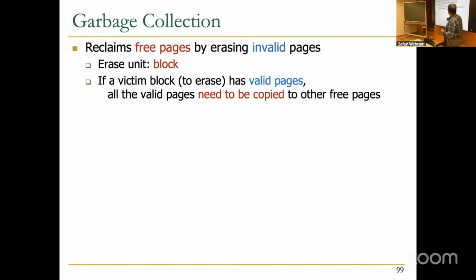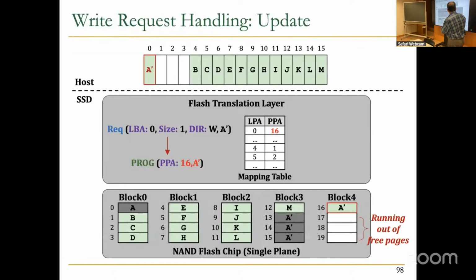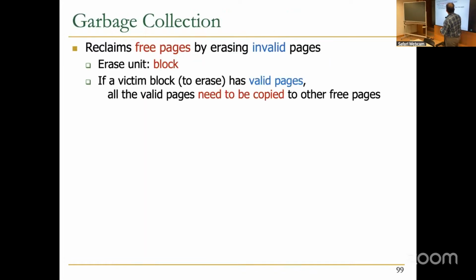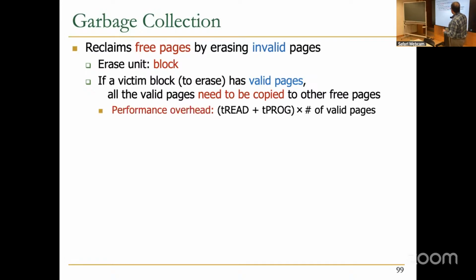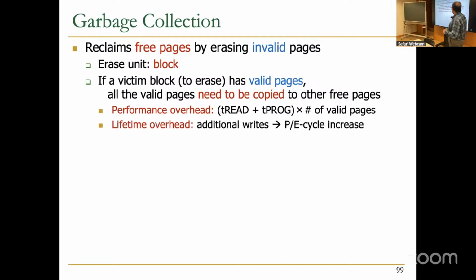So if a victim block, the block that we want to erase, has valid pages like this. Here, for example, if block 3 is your victim block, 3 of them are invalid, but you still have a valid page, right? So essentially, all the valid pages need to be copied to other free pages, and that comes with a performance overhead, because you need to read all these valid pages, and there might be a lot, and then you need to write them somewhere else, and that causes lifetime overhead as well.